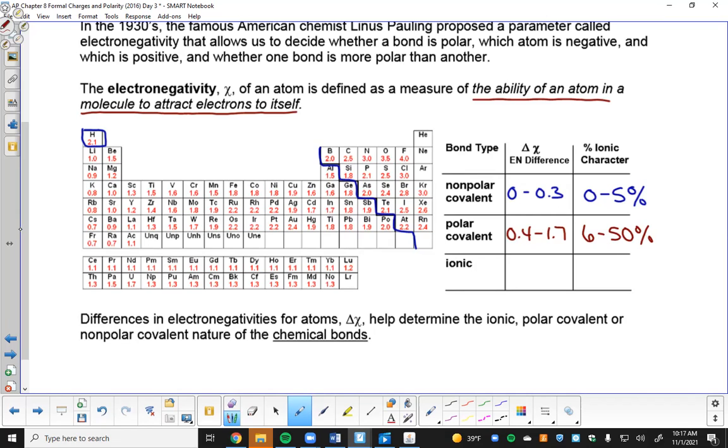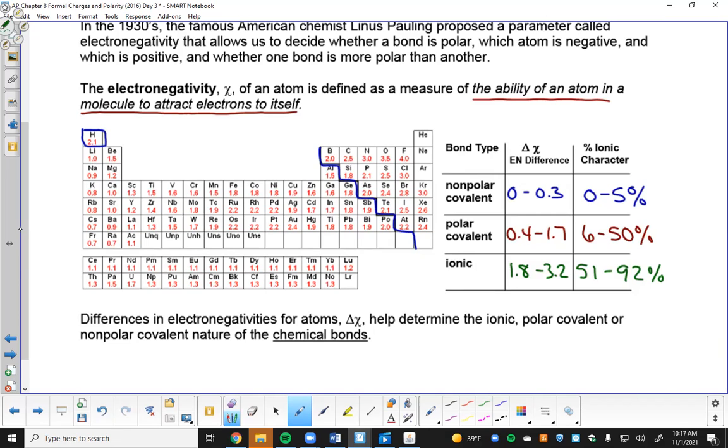And if you're over 50% in your ionic character, or a 1.8 to about a 3.2, I think 3.2 is the biggest difference you can have, that's like 51% to 92% ionic. That means you've crossed the line, you're not sharing anymore, you're stealing electrons and taking on full ionic charges. So that's one way that we kind of classify bonds.